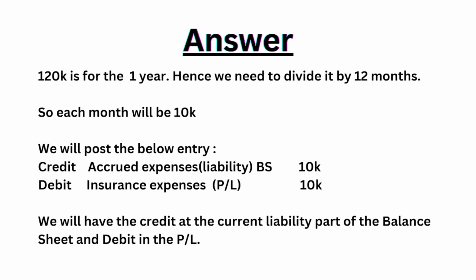So we will credit the accrued expense, which is also called accrued liability, because on the balance sheet, you will find it under accrued liability. And then we debit the P&L. In this case, we will debit the insurance expense by 10,000. So this is how the posting will be at the end of January. So there will be 10,000 at the balance sheet, 10,000 in the P&L.